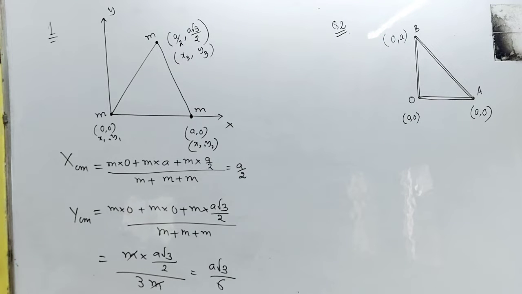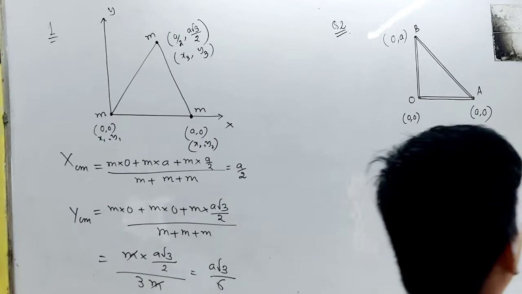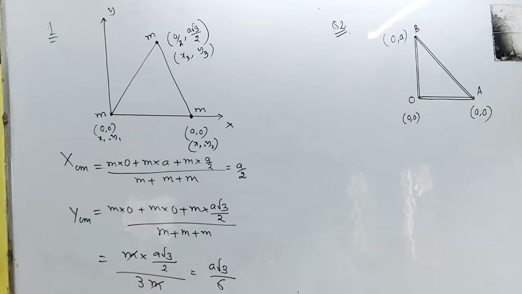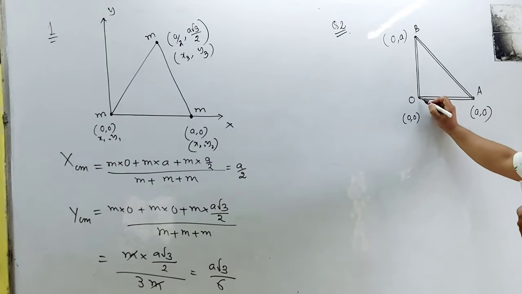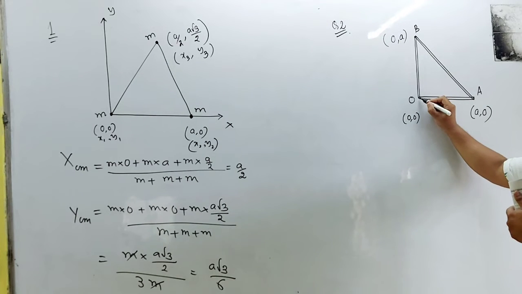Question number 2: we have three rods AB, OA and OB. Please read the question carefully. They have the same mass. The three rods are of the same mass and they are arranged in the form of a triangle. Here, the meeting point of these two rods is considered to be the origin.